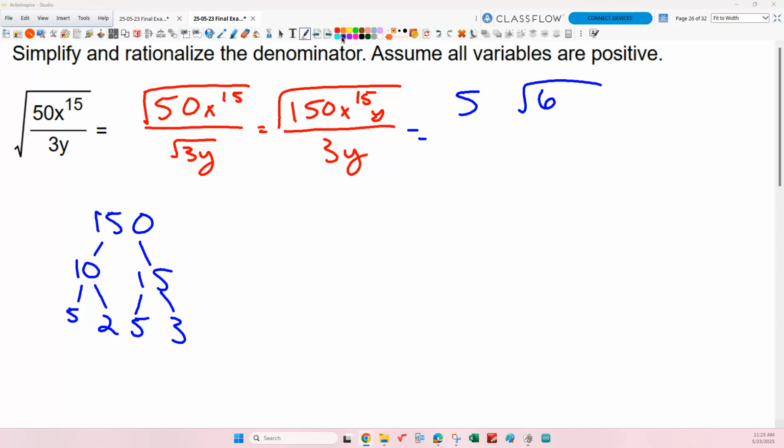x to the 7th will go on the outside, yep. And then what's on the inside? Just x. And do we do anything with the y? No, so just tack it on there. How are we feeling? Perfect.